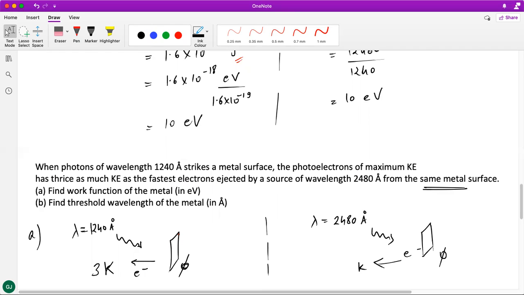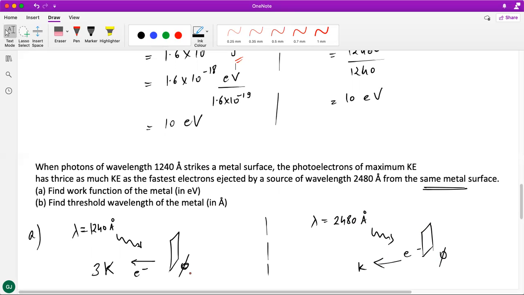So in the first scenario, what it is saying is that we have a certain metal on which we are striking 1240 angstrom radiation. And in the other scenario, we have the same metal, same work function, and we are striking 2480 angstrom radiation on it. Now, it says that in the first scenario, the kinetic energy of the ejected electrons is thrice that of the kinetic energy of the electrons ejected in the second scenario. So let's say if I put the kinetic energy over here as K, this will be 3K.